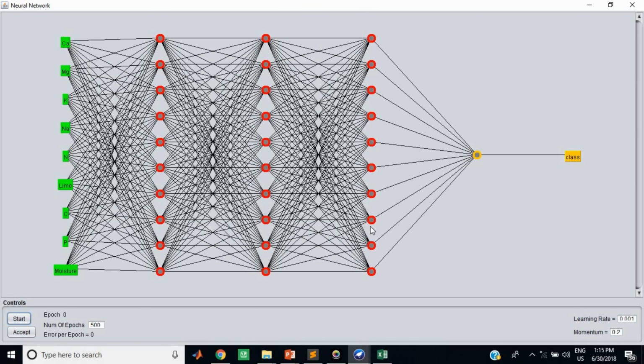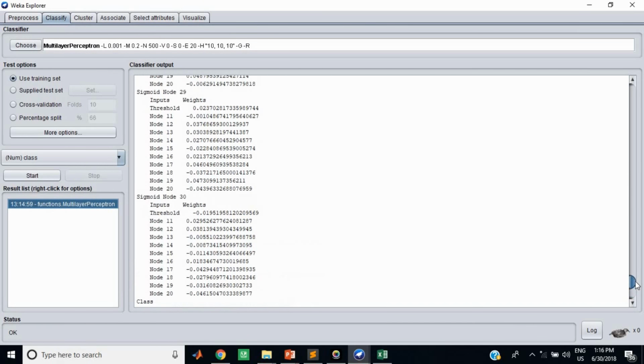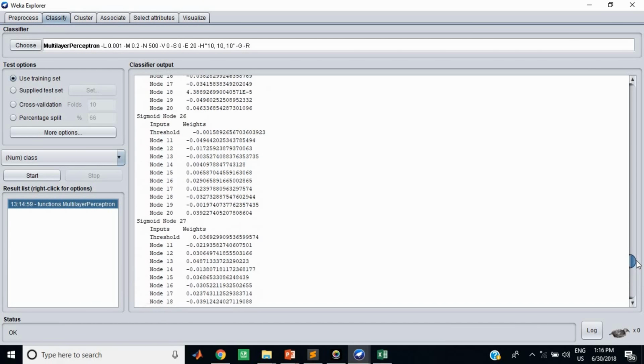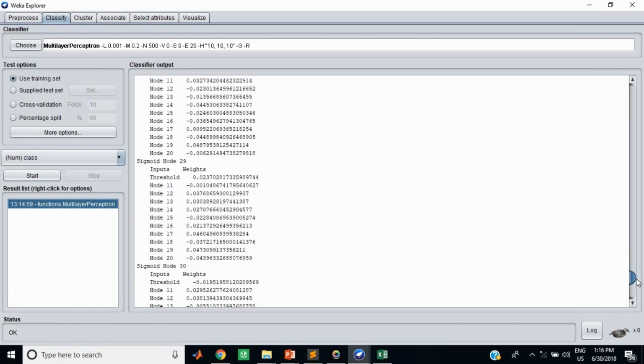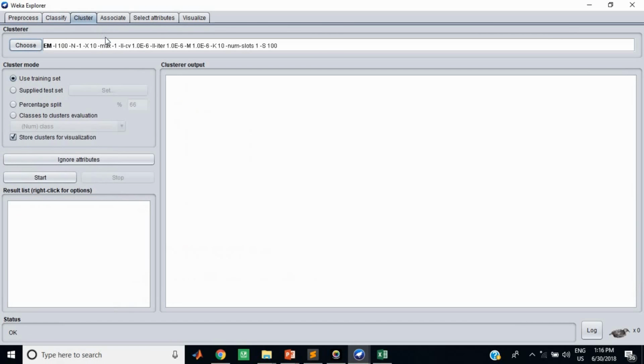And as we are using our training set, we have to select this and then start. Here is our neural network, which is a combination of neurons, and these three are the hidden layers, whereas this part is the input layer and this is the output layer. As we have used 3 hidden layers, these 3 hidden layers have 10 nodes each, all interconnected to each other.